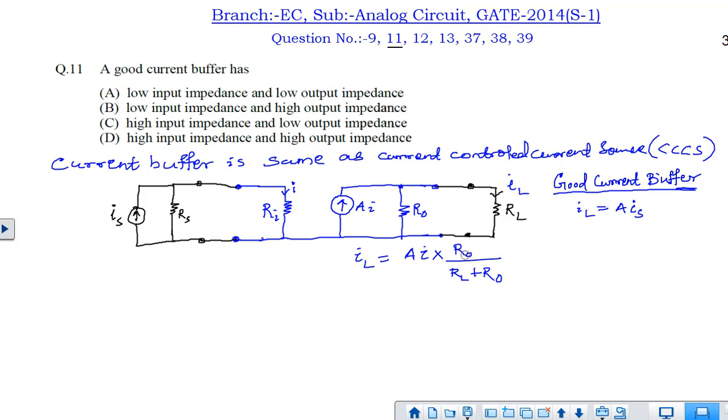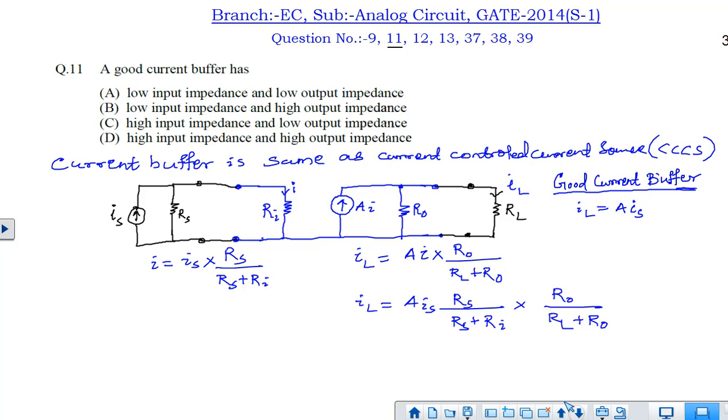If we apply the current division rule, we can find the load current in terms of AI: AI into R0 divided by R0 plus RL. Now we will find this in terms of IS. I is equal to IS, the supply current, into RS divided by RS plus RI. Substituting these, we get the load current as A IS RS by RS plus RI into R0 divided by RL plus R0.